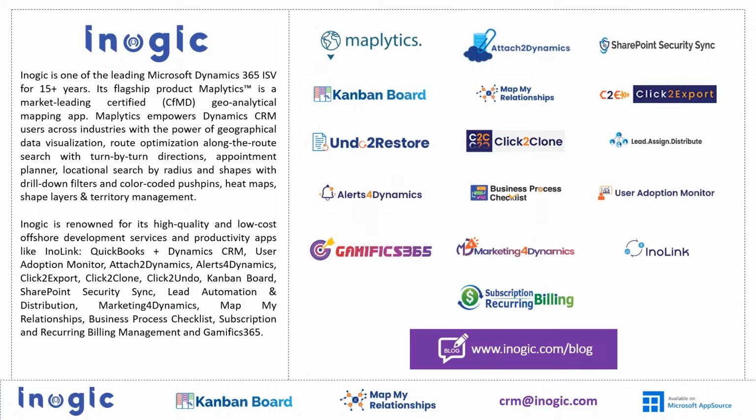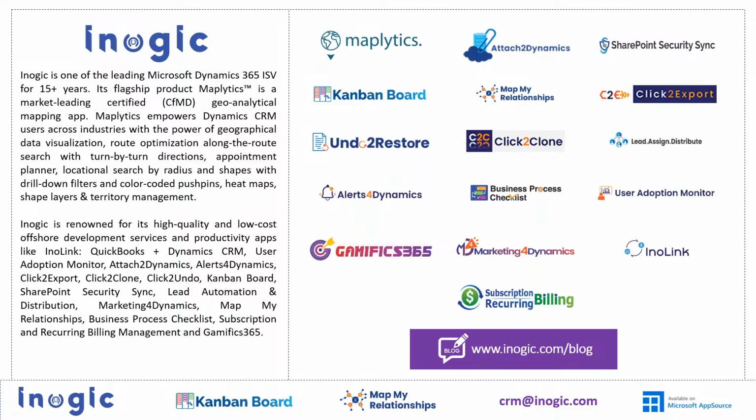Inogic is globally recognized for its finest quality and low cost shared development services, as well as its productivity apps. As you can see on the right hand side of the screen, Inogic has a portfolio of about 16 products altogether. From the 16, Maplytics is a flagship product, a market-leading certified geoanalytical mapping application that really empowers CRM users with geographical data visualization.